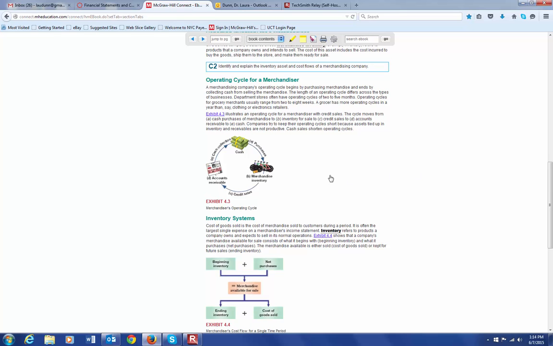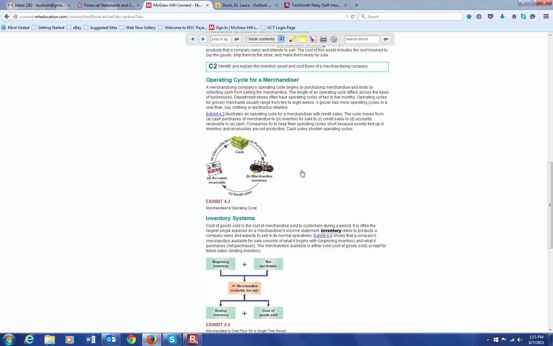The next section talks about the operating cycle for a merchandiser. That obviously begins by purchasing the merchandise, and then it ends when you sell that merchandise and collect the cash for it. Now, as you can imagine, the length of an operating cycle is going to differ depending on the business. Department stores often have 2 to 5 months, but grocery merchants are going to be quicker than that. You're not going to have product that's going to sit on the shelf for 5 months. So depending on which type of merchandise you're selling, your cycle is going to be a little bit different.